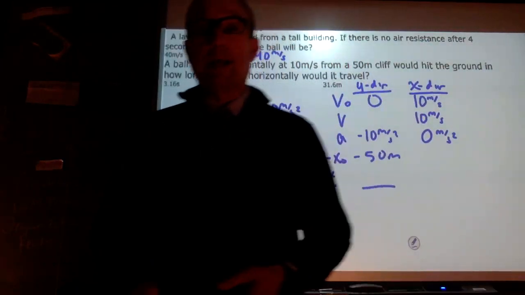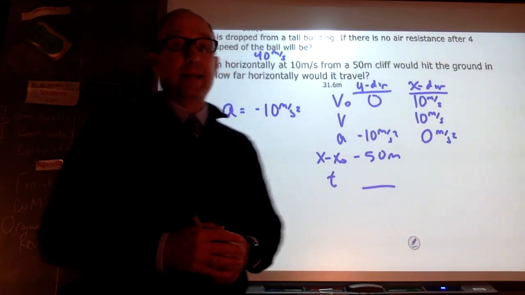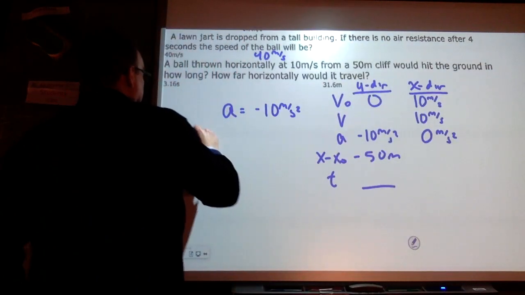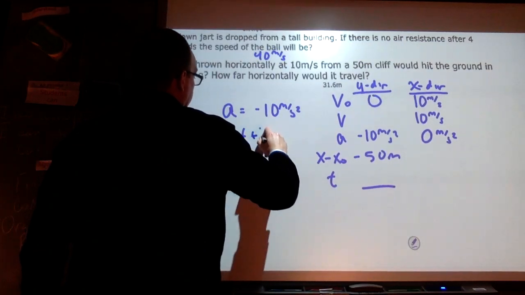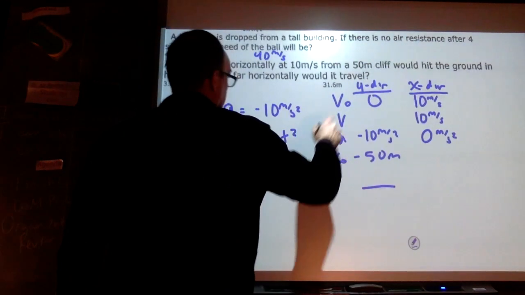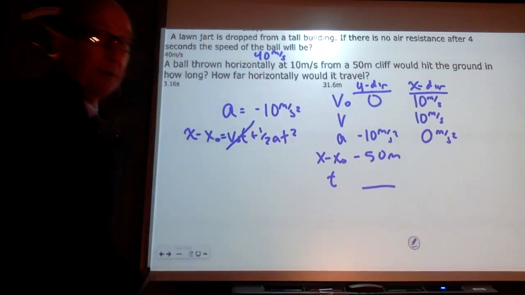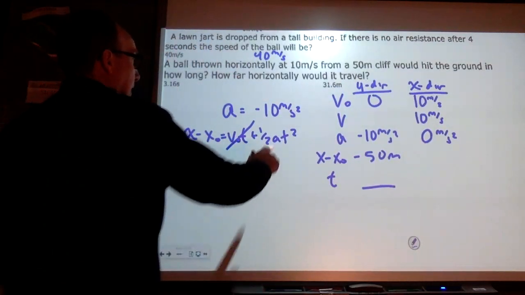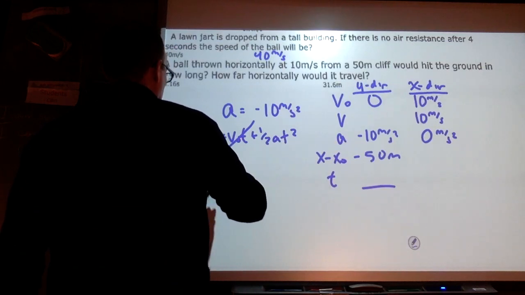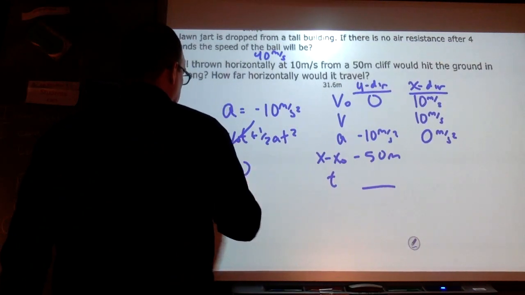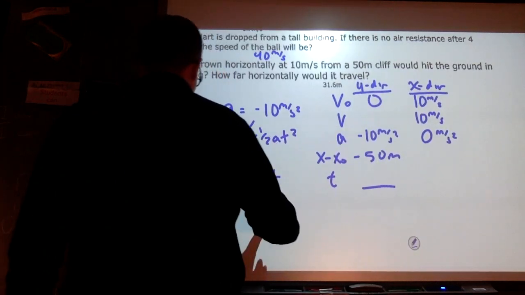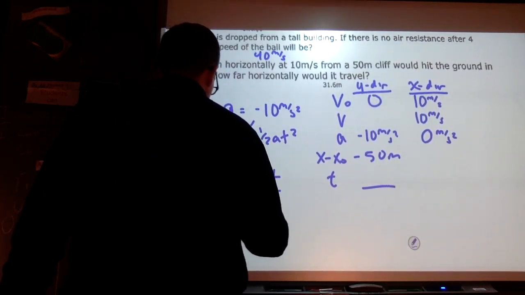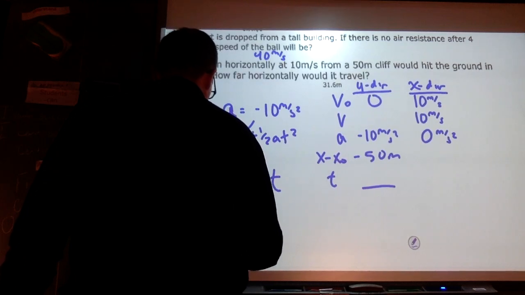get the horizontal displacement. All right, so to get the time, I'm going to look at x minus x naught equals v naught t plus 1/2 at squared. In the y direction, our initial velocity is 0. That cancels out. And I'm going to solve for t. I'm going to multiply by 2, divide by a, and square root. And I'm going to have 2 times negative 50 over negative 10.